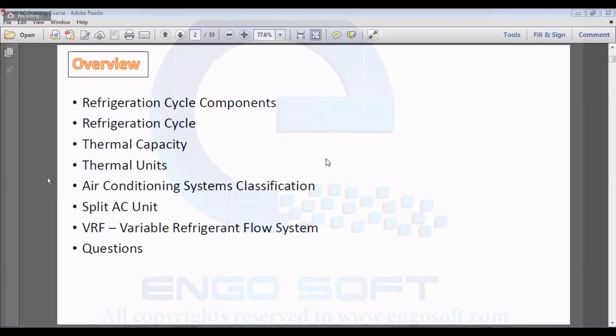Thermal capacity, thermal units. You are with me, right? Yes, I'm with you. Okay, so we will start with air conditioning system classifications. Yes, we will start with the basics of the refrigeration cycle. How can we provide cooling? Okay.